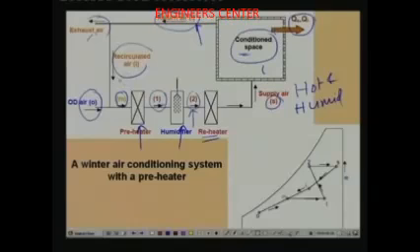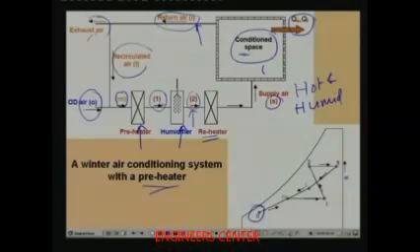Again the recirculated air comes here, it mixes with the outdoor air, and again the mixed air flows through the preheater, humidifier, reheater, etc. The cycle continues. So this is one typical winter air conditioning system which uses a preheater. The same process is shown here on the psychrometric chart.